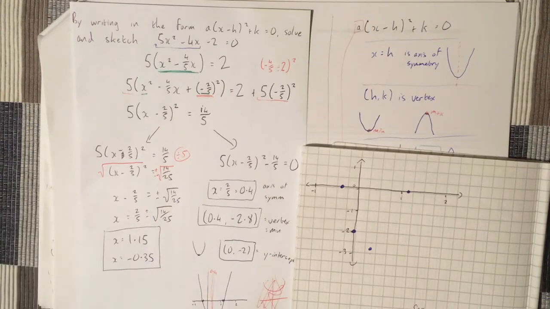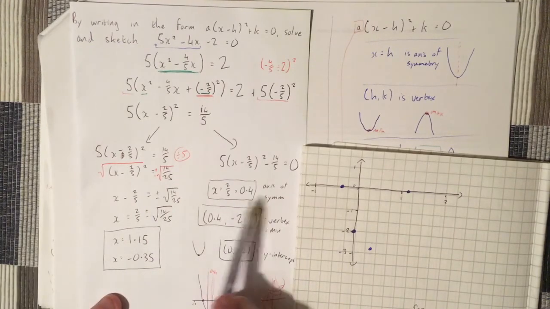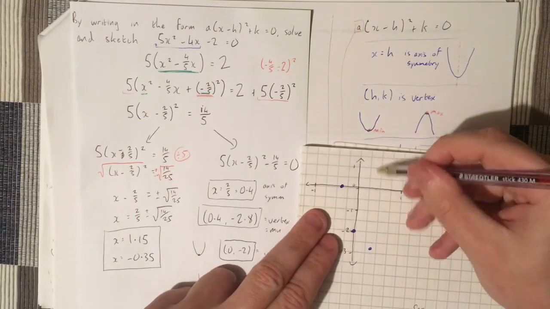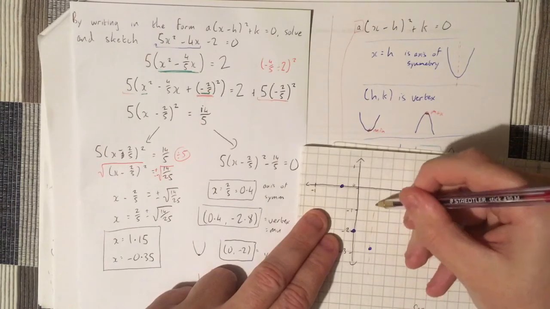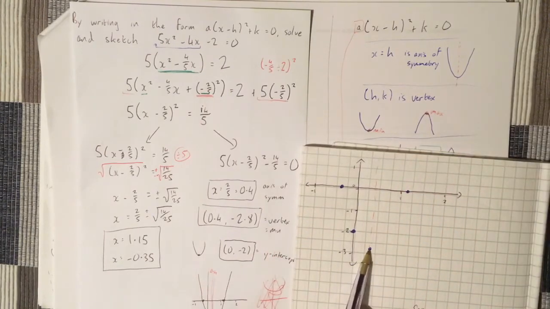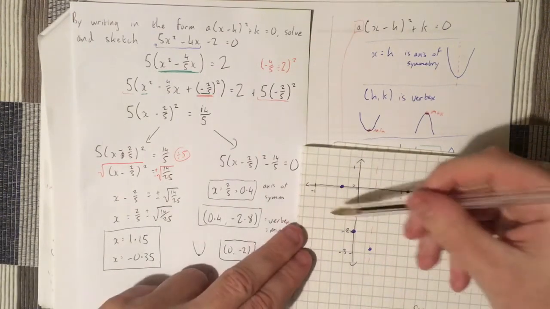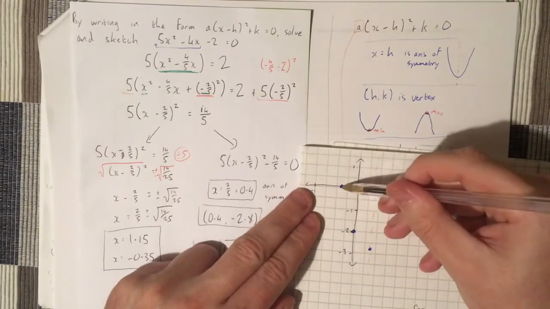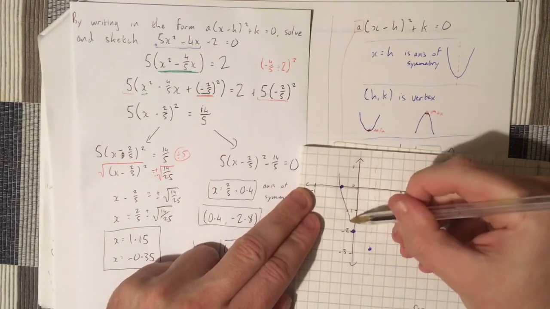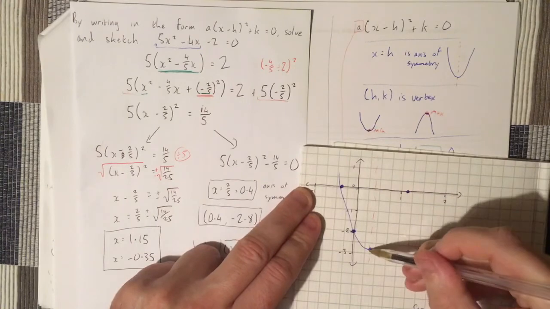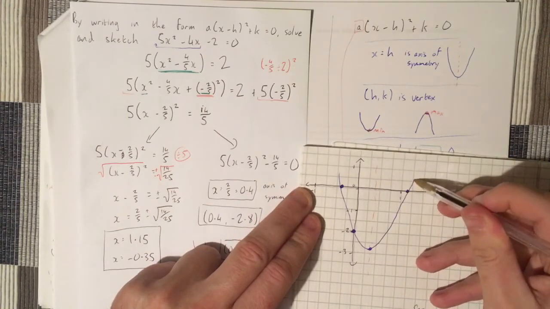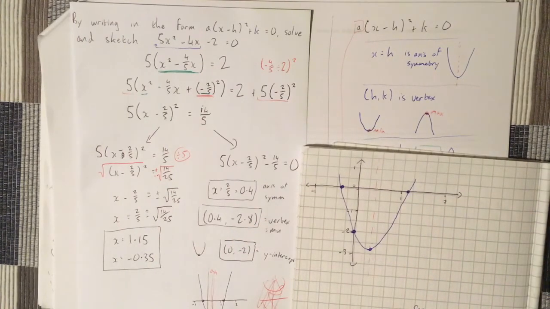All right. If you want, you can put that axis of symmetry at 0.4 on. But I find once you know the minimum point and you know it's symmetrical, I don't find it that helpful, but there it is. So just connecting these up in a U shape. So something like that, and there it is sketched.